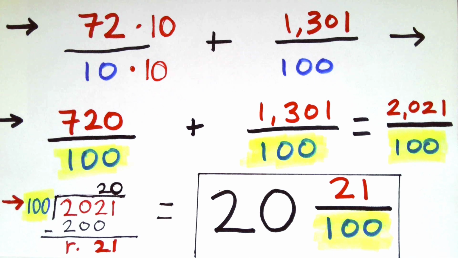So 20 and 21/100 is my mixed number answer. 2,021 over 100 is my improper fraction. These two values are equivalent to each other. They're just two different ways to write the mathematical value.